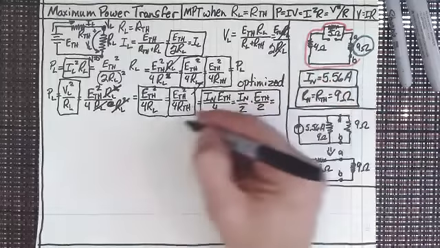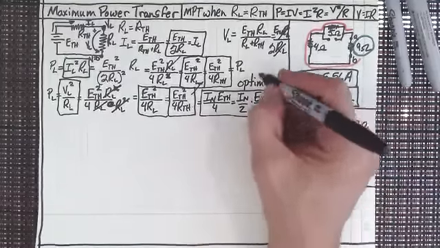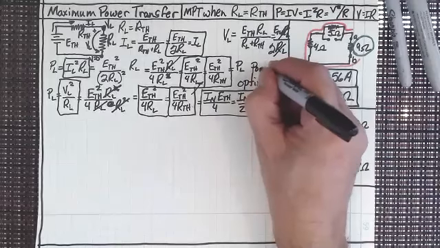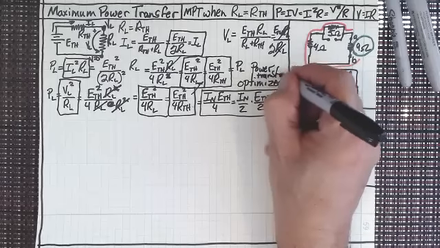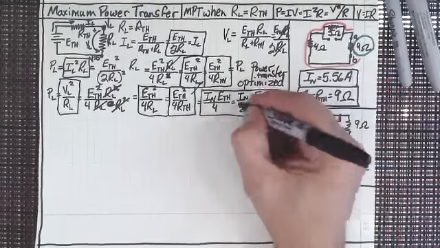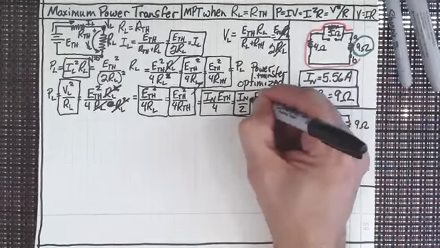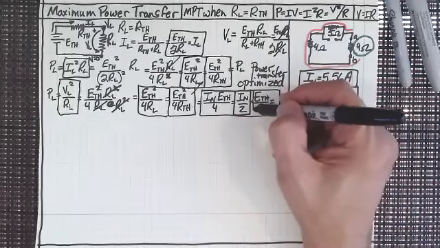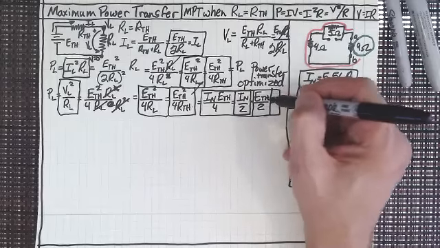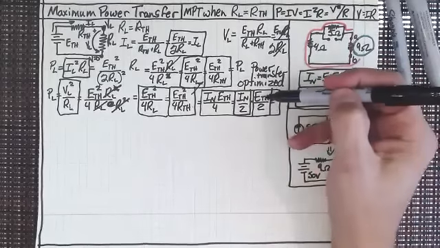The power transfer is optimized. So power transfer is optimized when the current is 1/2 of the Norton current and the voltage is 1/2 of the Thevenin's voltage.